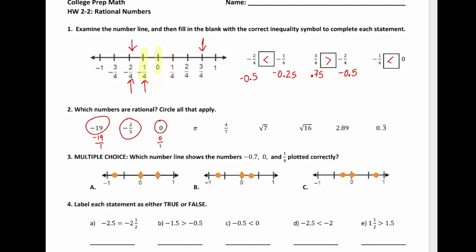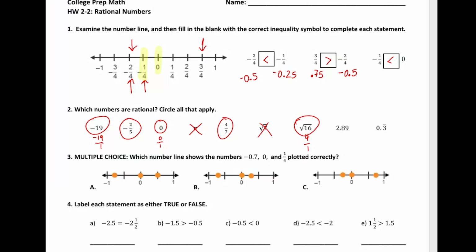Now pi, you might think, oh, pi over 1, that could be written as a ratio. But in order to really be a rational number, both the numerator and the denominator need to be whole numbers, or integers rather. So since we can't do that, pi is not going to be a rational number. That is going to be irrational. 4/7 is rational. Square root of 7 is not, and most of the square roots will not be. The only square roots that will be rational are perfect squares, like square root of 16 is exactly 4, which we can write as 4 over 1, so that's going to be rational.